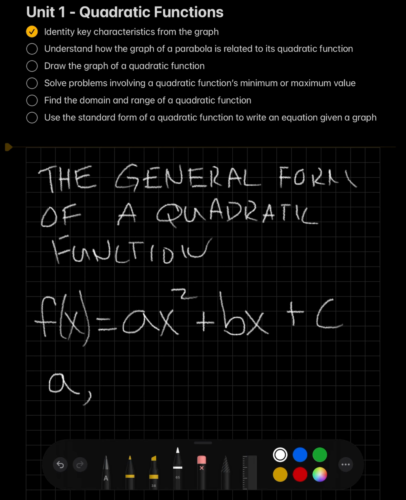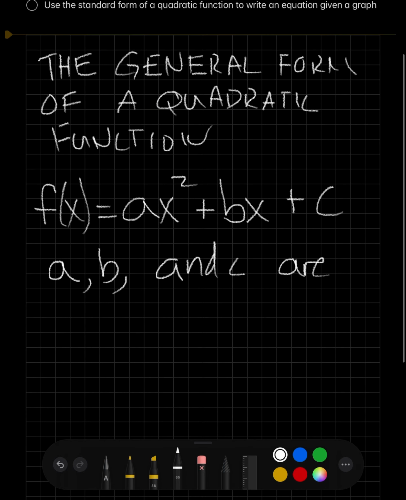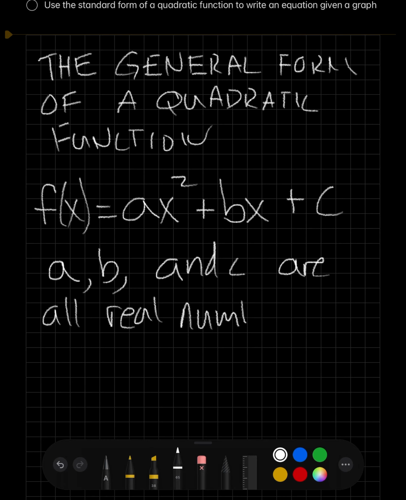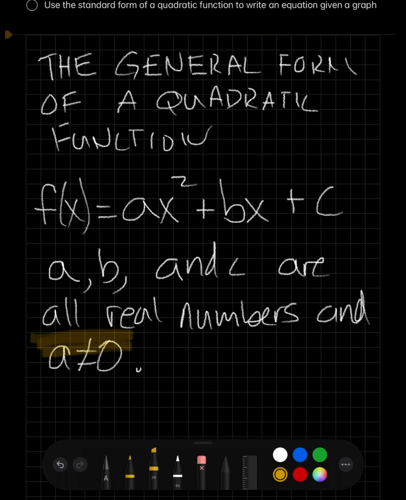And in this equation, a, b, and c are all real numbers, and a is not equal to 0. If you pay attention throughout this video series, you'll figure out why a should not be equal to 0. And hopefully we'll have a little bit of time to talk about this in lecture. Why can't a be 0? So this is the general form for a quadratic function.